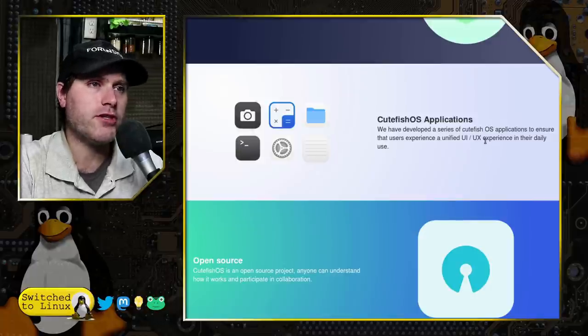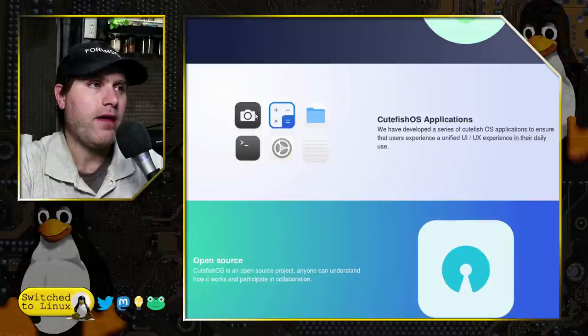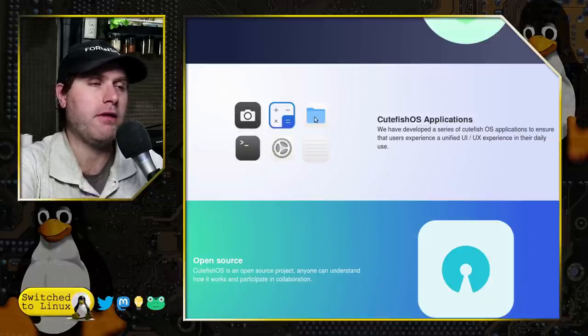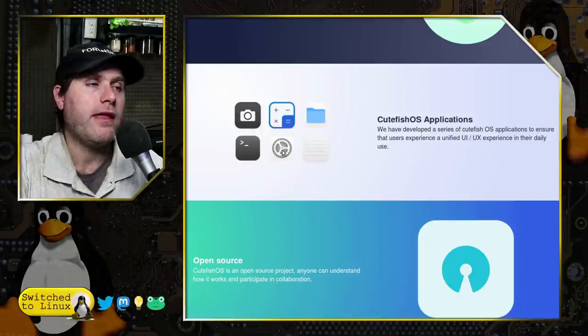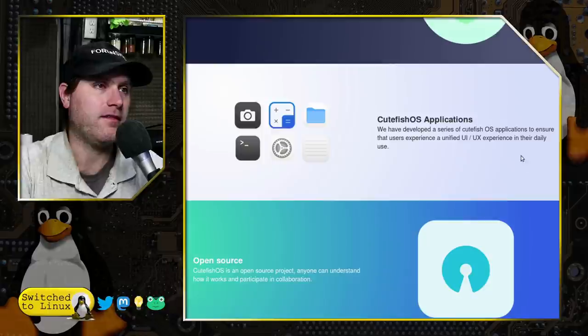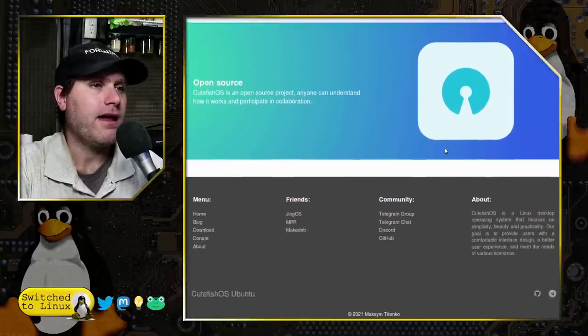They do have a few Cutefish applications. I'm guessing they're going to work on some more. We have here, I'm not sure what the camera one is for. There's a calculator. The file system is very basic at this point in time. It looks like they're still working on development. They have a settings panel. They have their own terminal. And the one I had has Kate installed. This looks like maybe a notepad. But you can kind of see all that.